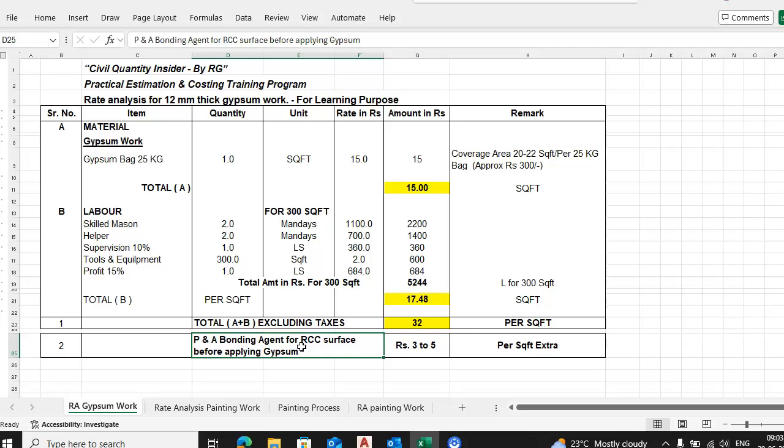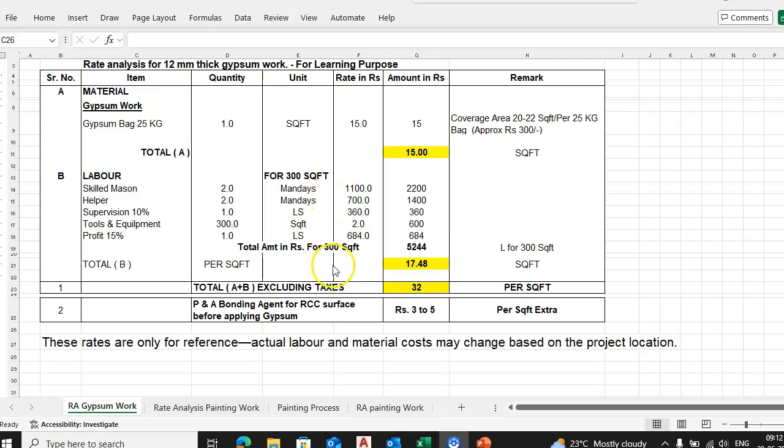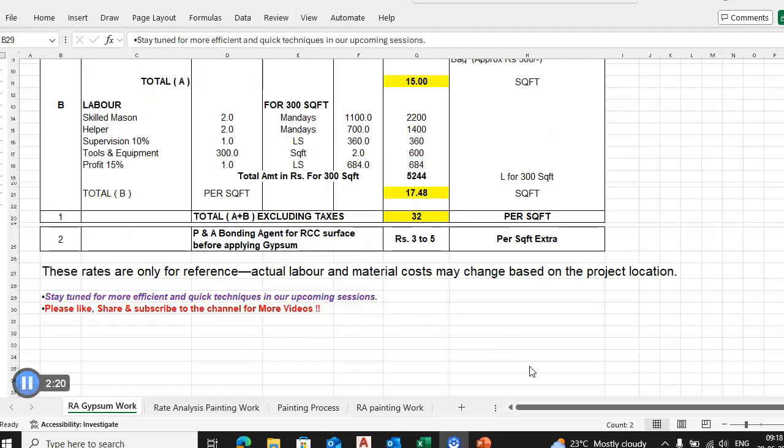For RCC surface, we require a bonding agent. For that, the cost of bonding agent is 3 to 5 rupees per square feet extra above this cost. These above rates are only for reference. Actual labor and material costs may change based on the project location.